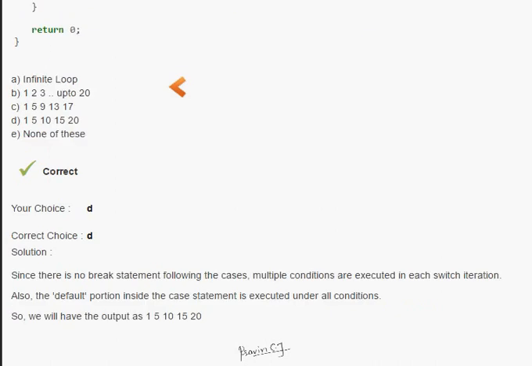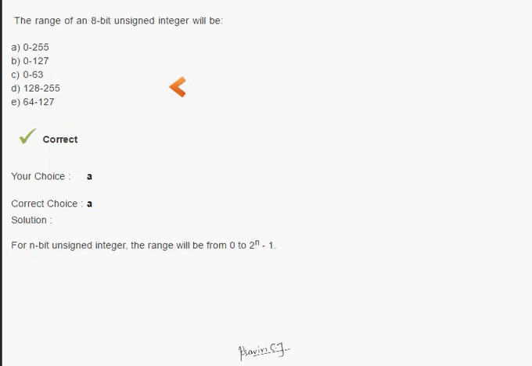A few more questions are left. The range of an 8-bit unsigned integer will be what? An unsigned integer of 8 bits is 0 to 255. You must know what 2 to the power 8 is. 2 to the power 8 is 256. So it is very simple. The question was very simple. An 8-bit unsigned integer value ranges from 0 to 255.